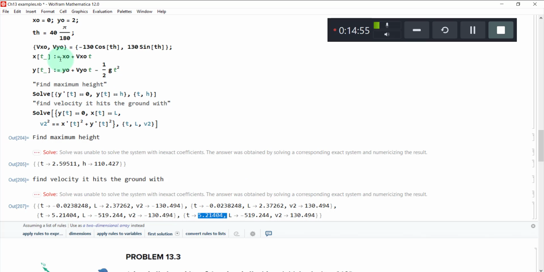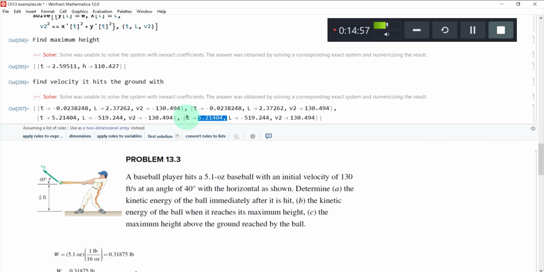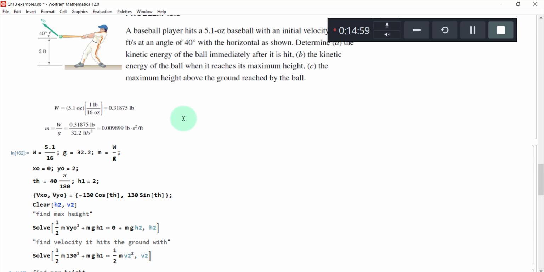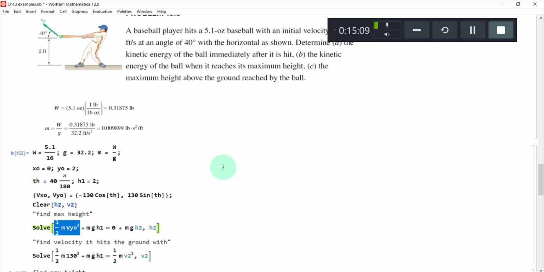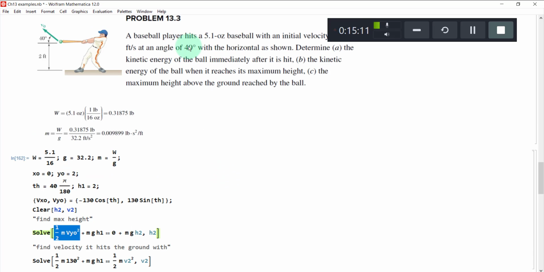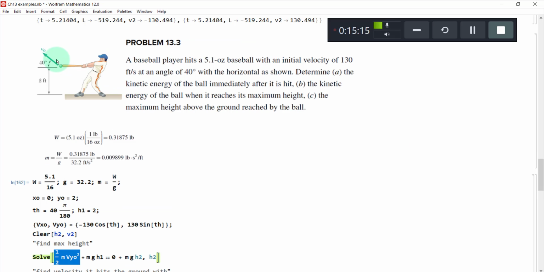So what if instead of using constant acceleration equations, what if instead we looked at 1/2 mv squared? We looked at the energy balance of this thing. Okay, so here, let's walk through the same scenario. So we will start with 40 degrees and 5.1 ounces. And we'll say that our starting velocity is this 130 feet per second.